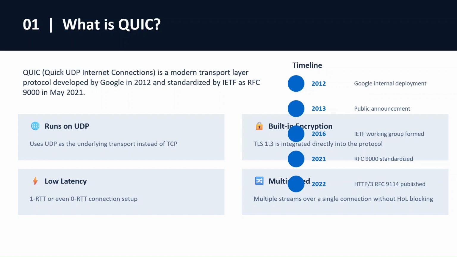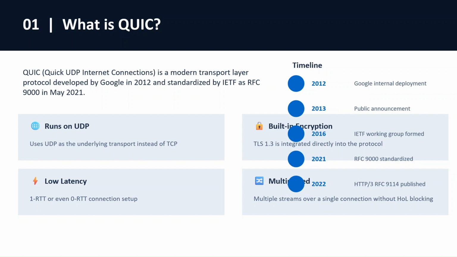Fourth, it supports stream multiplexing. Multiple data streams can flow over a single connection simultaneously without blocking each other. This is a huge benefit. Like we studied about multiplexing, we can relate to that. The timeline on the screen shows how QUIC evolved from Google, then the public announcement and moving further on.